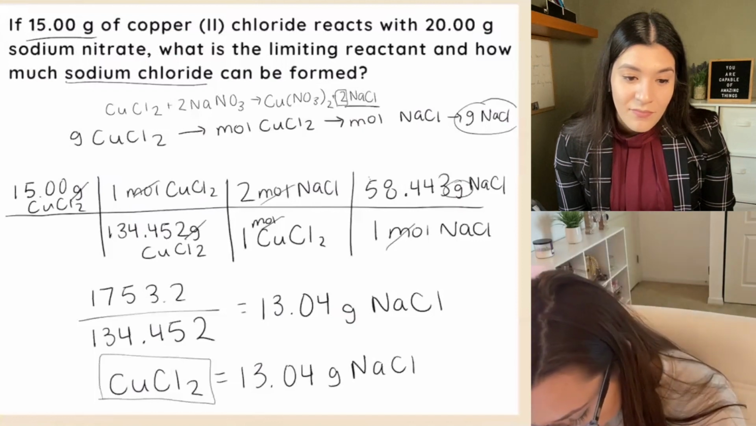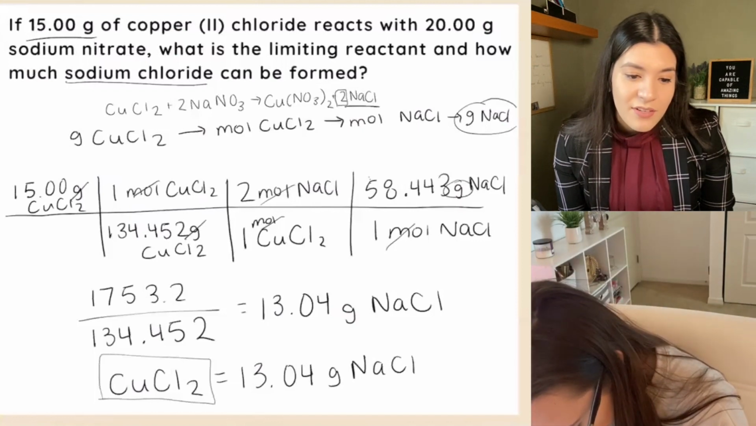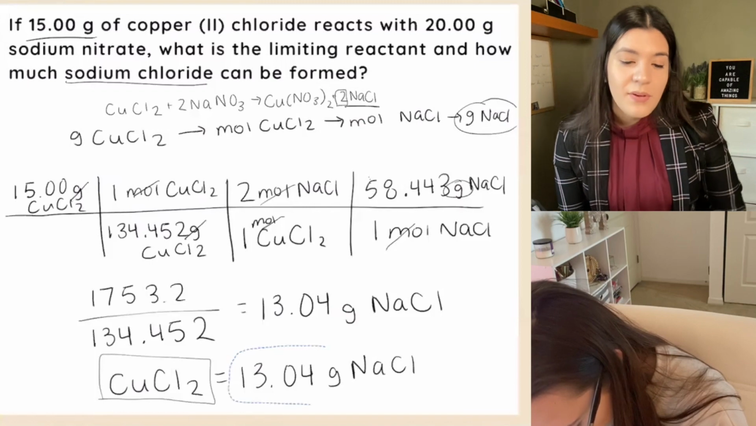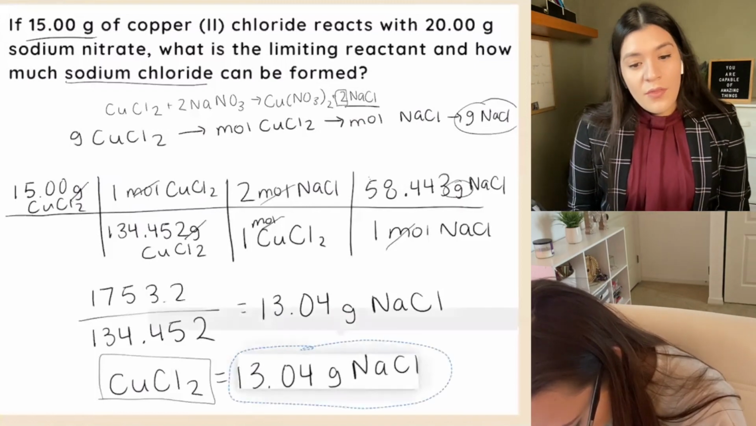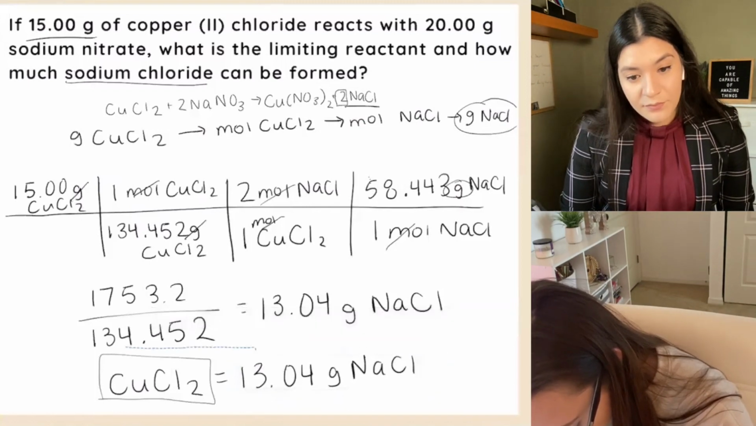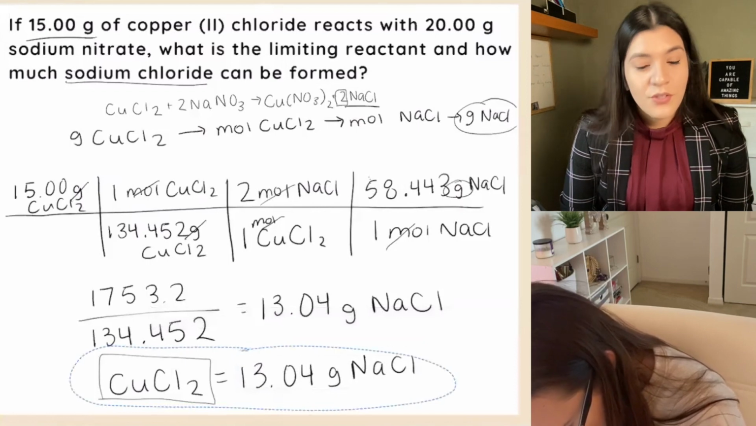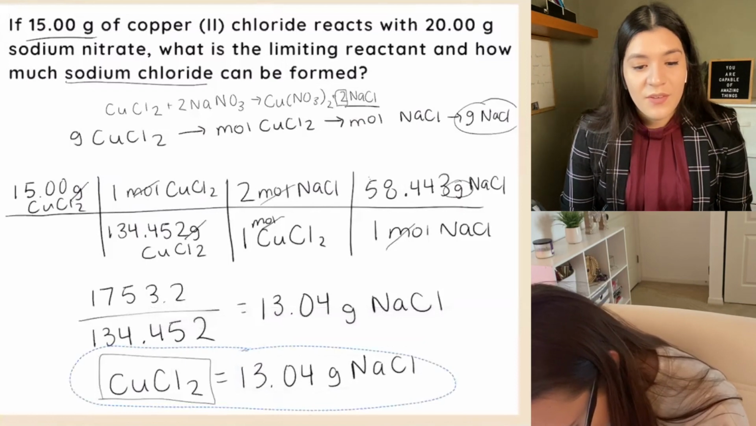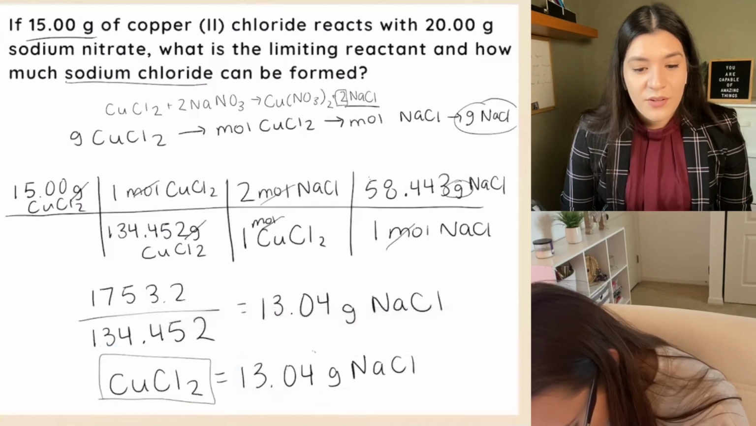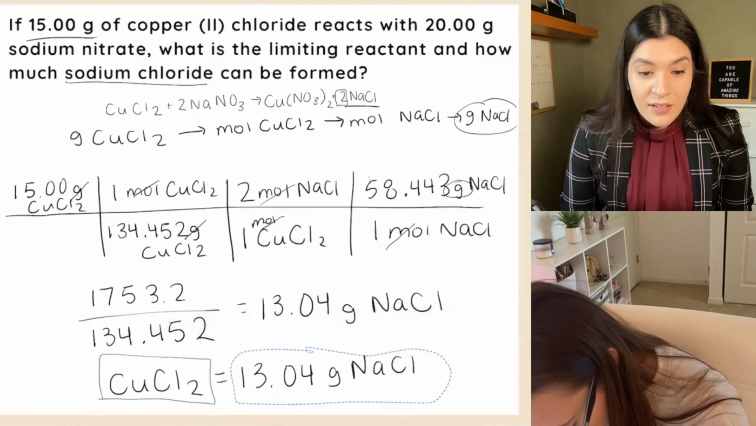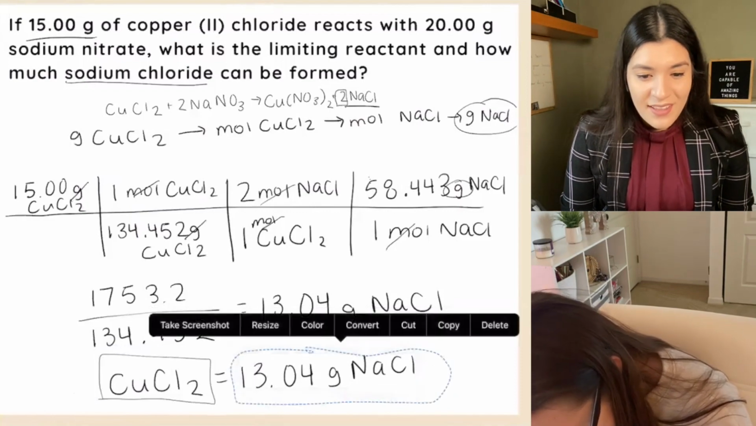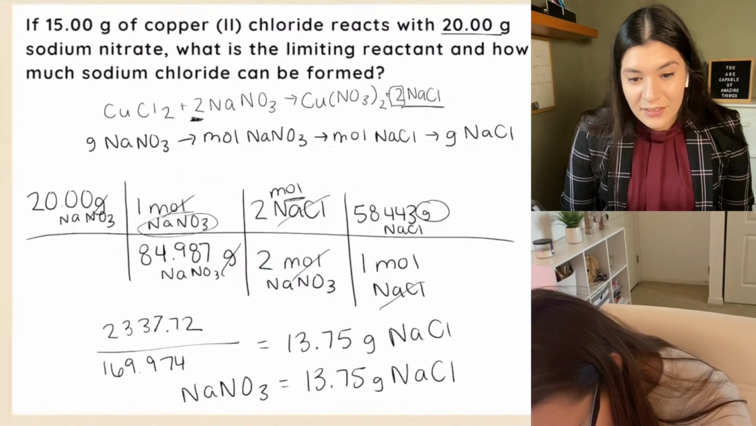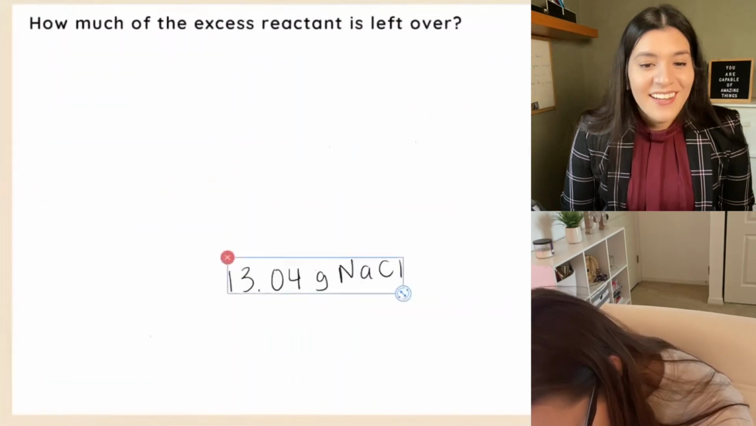So should I copy that? Yeah, just make your life easier. Copy the whole thing, or just the 13? The whole thing. Oh, sorry, you're good. You don't have to copy again. It was just the 13.04 grams of NaCl. You already copied it, I think. Okay, you're good.